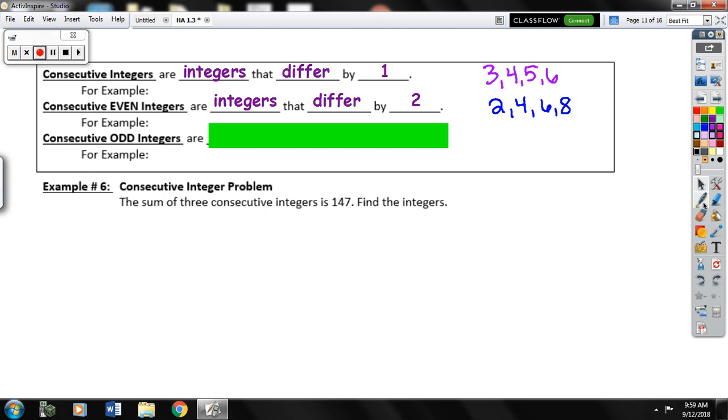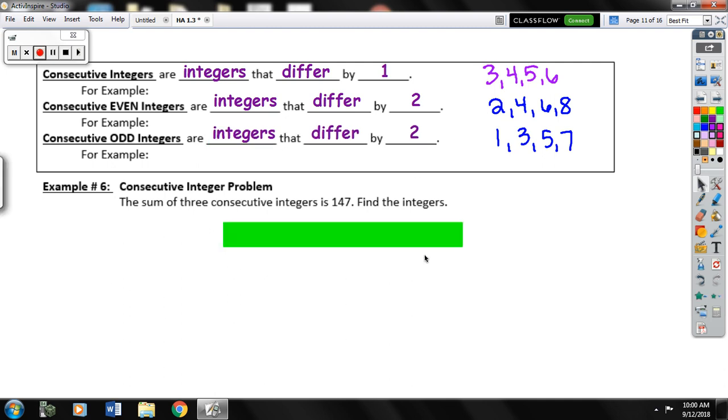Integers that differ by 2 are even. Now, odd. Odd integers, for example, would be 1, 3, 5, 7. Those are integers that differ by how much? 2 also, right? 1 plus 2 is 3, 3 plus 2 is 5, 5 plus 2 is 7. So these are actually the same. The only thing that differentiates them is the starting number. If the starting number is even and you add 2, you get an even number. If its starting number is odd, you add 2, you get an odd number.